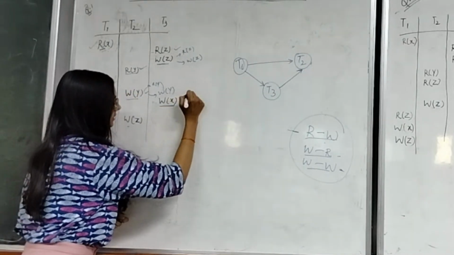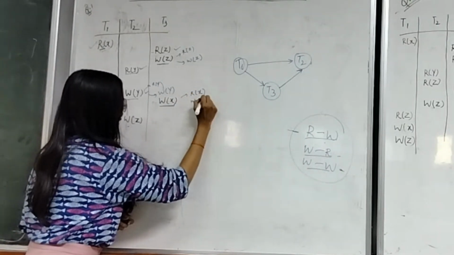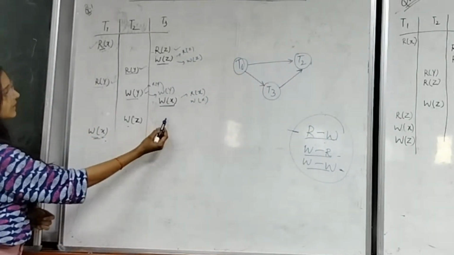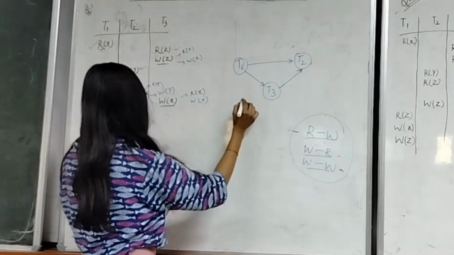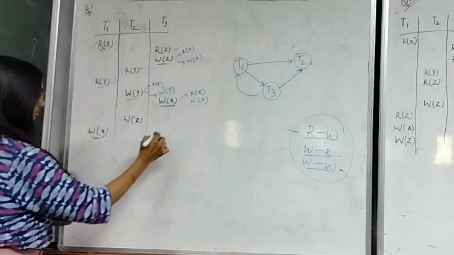w of x. We'll have to check for read of x and write of x. We have write of x here, so there will be a directed edge from transaction T3 to transaction T1. From transaction T3 to transaction T1. Okay.